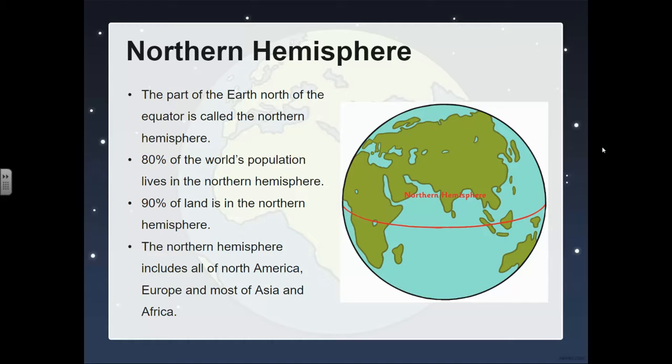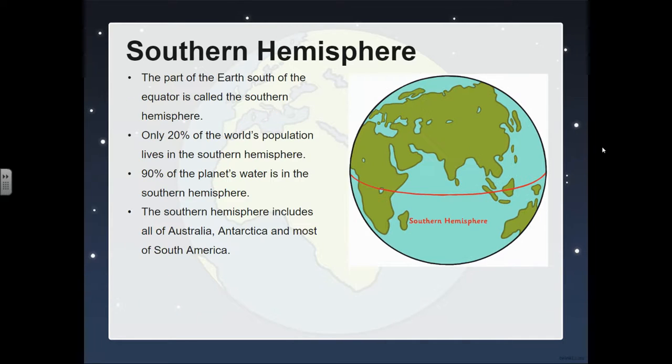All right, now the Northern Hemisphere. The part of the Earth north of the equator is called the Northern Hemisphere. 80% of the world's population lives in the Northern Hemisphere. 90% of land is in the Northern Hemisphere. The Northern Hemisphere includes all of North America, Europe, most of Asia, and part of Africa. All right, so yeah, America we know a bit about, and Europe, so that's Northern Hemisphere.